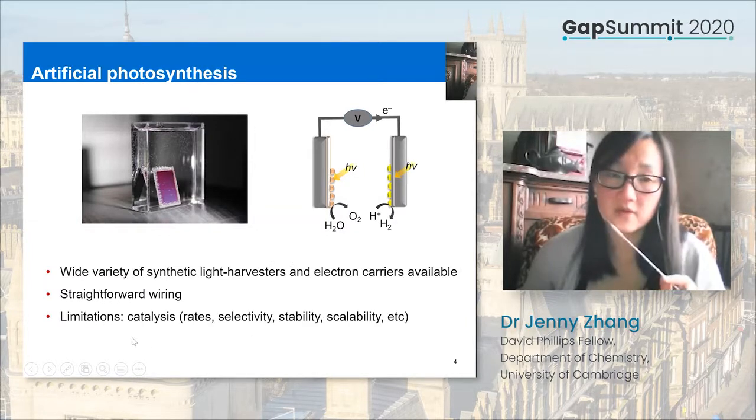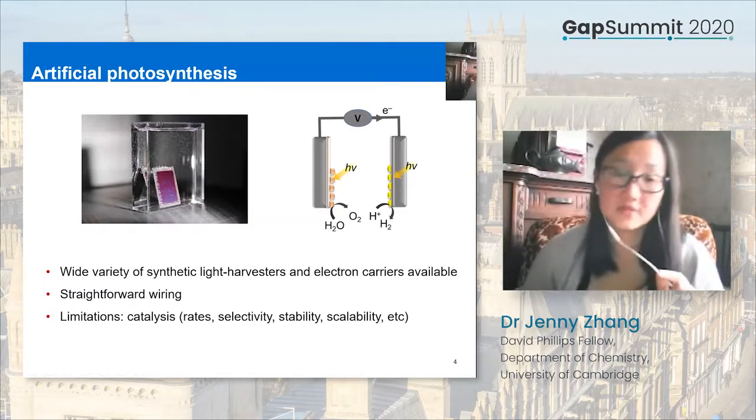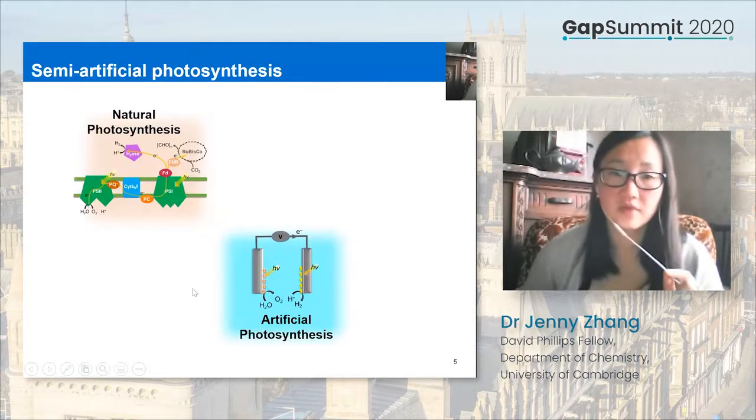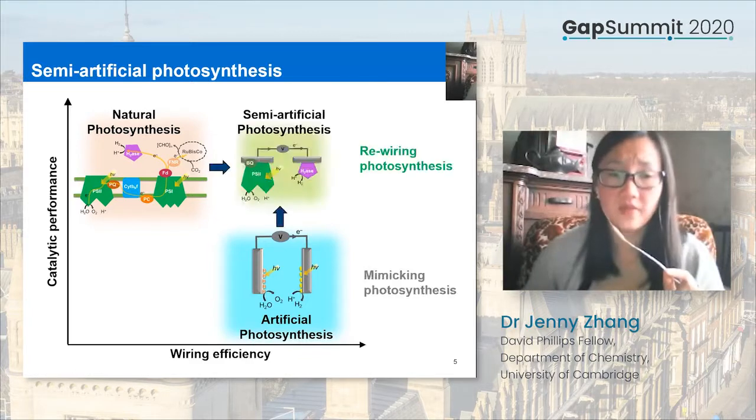However, what is limiting this field, really stopping it from going forward, is a lack of really good catalysts. So it's very difficult to make synthetic catalysts that can achieve all of these different outcomes: really high rates, selective, being stable, being scalable, etc. And so if you think about natural photosynthesis and compare it to artificial photosynthesis, they actually have a lot of complementary weaknesses and strengths. And that's where semi-artificial photosynthesis really comes in, because it's aiming to combine and cherry pick the best of both worlds.